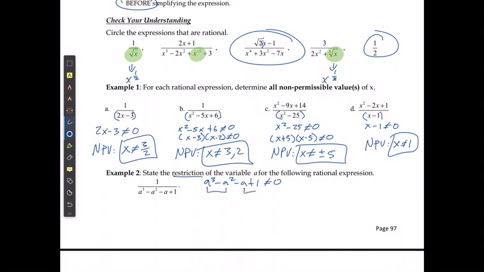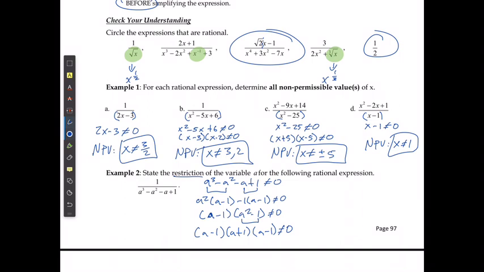I'm going to factor by grouping, and I'm going to say that I'm going to have a squared and a minus 1. In order to make the second one match, I've got to take out a negative 1, and a minus 1 cannot equal 0, or a minus 1 and a squared minus 1 cannot equal 0. Well, I can still factor down the second set because it's the difference of squares. I'm going to state that a minus 1, a plus 1, and a minus 1 cannot equal 0.